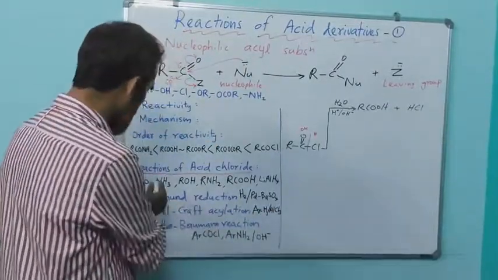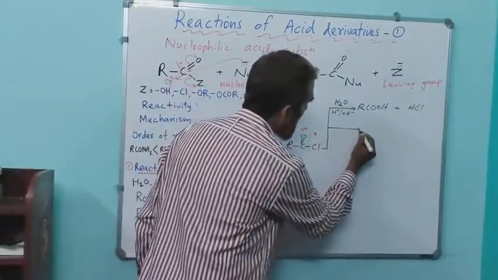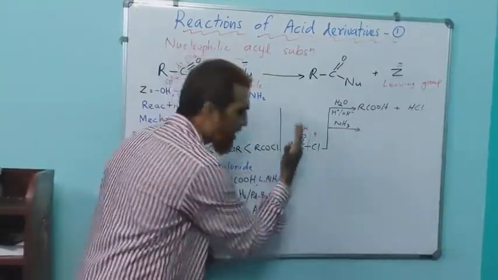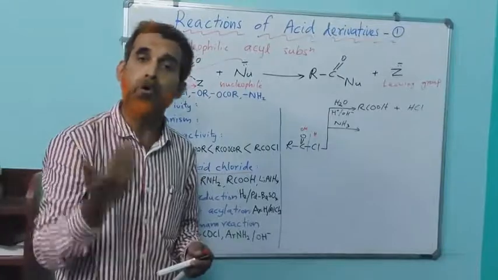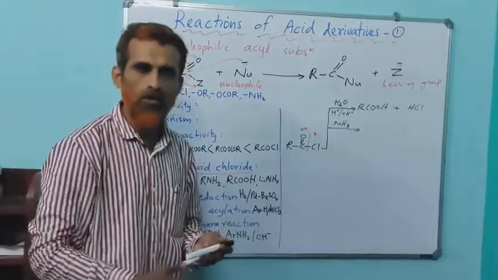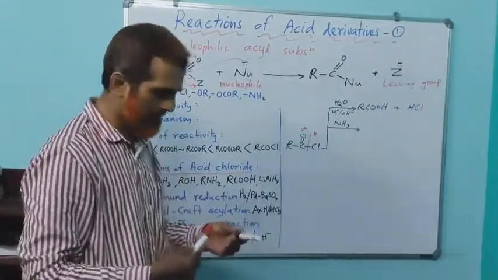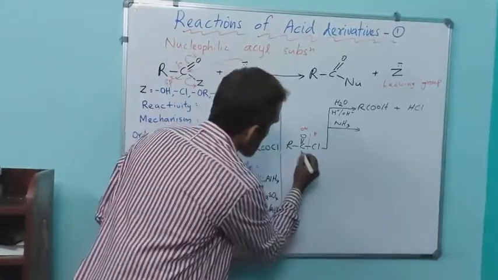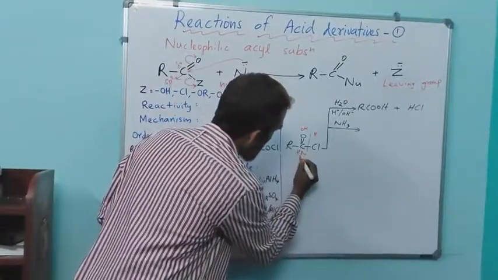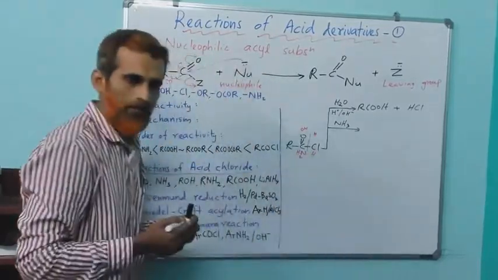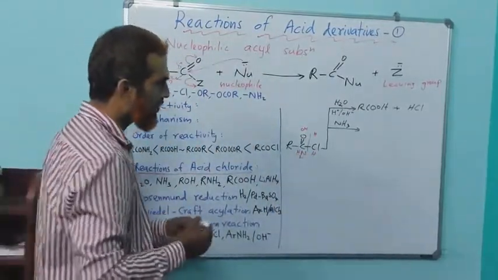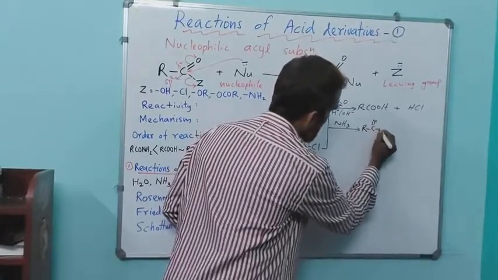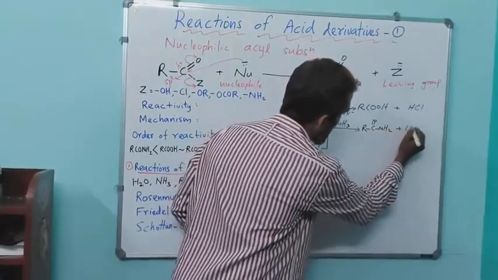Then next is the reaction with NH3, ammonia. What do you call this reaction? Breaking this bond using ammonia can be called ammonolysis. In general, we can call it solvolysis. If it is NH3, we can write it like this. So what will be the product? You get an amide, another acid derivative, RCONH2 plus HCl.